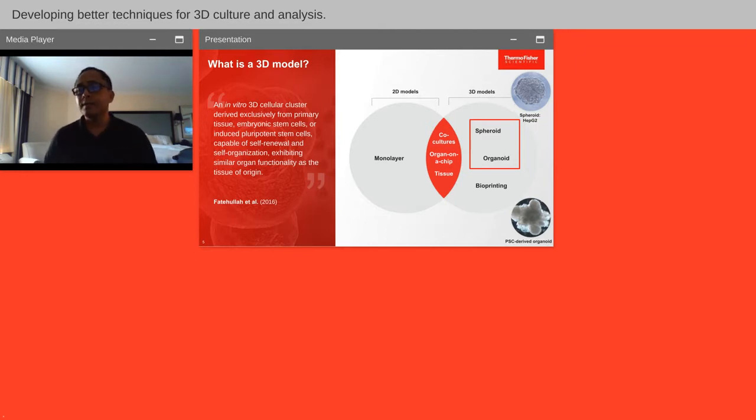Organoids, on the other hand, will come from a stem cell source, whether it's embryonic stem cells, induced pluripotent, or adult-derived. Again, they grow and proliferate, but they will change, renew, organize into a different cell type or cell types at the end of the protocol. So the cells you start with at the beginning will be different from what you have at the end of the protocol.